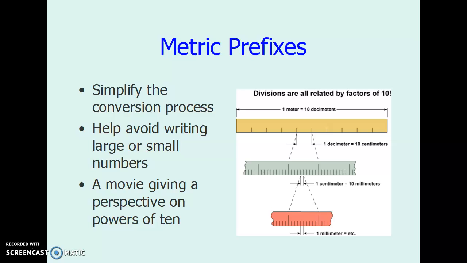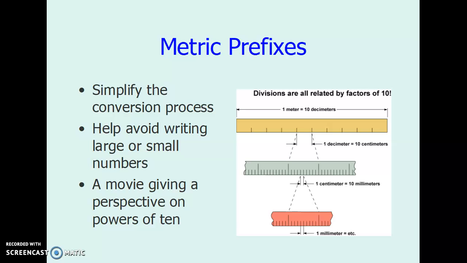So the metric system simplifies the measurement process by having prefixes as powers of 10. Now, if you ever look at a ruler and look at a foot, it's 12 inches. And when you have to convert that to miles or yards, it's this whole mess. A yard is 3 feet. A mile is 5,280 feet. And converting between them can be a task.